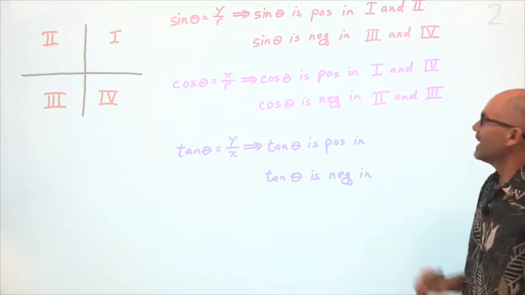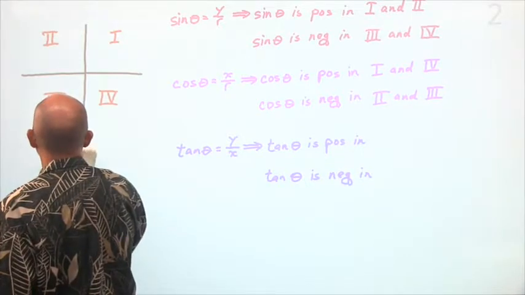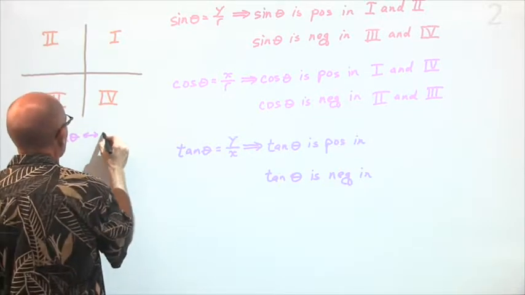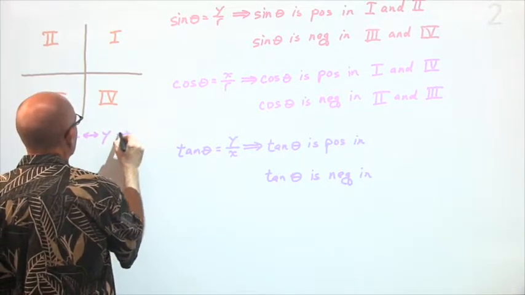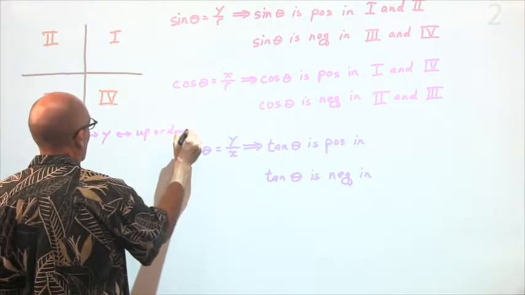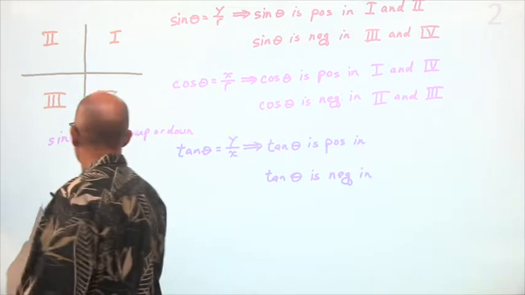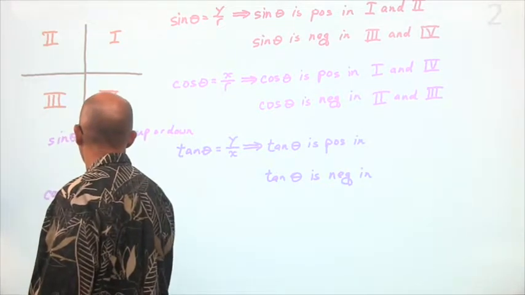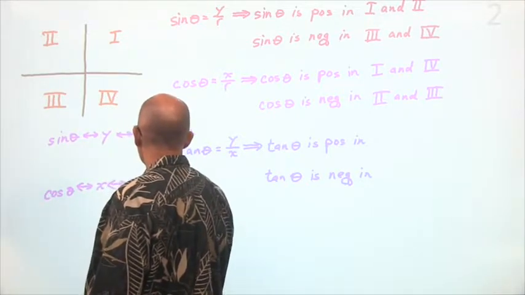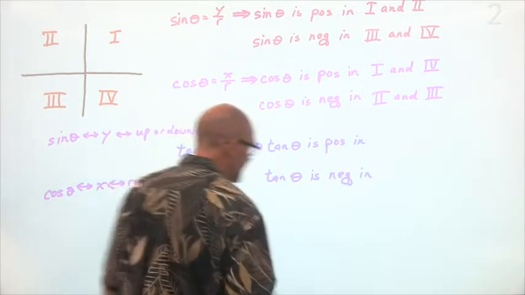All right, so the key thing here is that you associate sine with y. And that means sine is an up or down thing. Then we associate cosine with x. And x is a right or left thing. That's the key thing then.